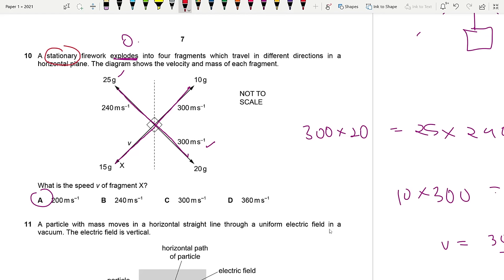Now, how do we do that? Think of these as the axes, okay? So momentum must cancel out in all directions. So just think about it. 10 into 300 must be equal to 15 into velocity v. Okay? Because check this out.